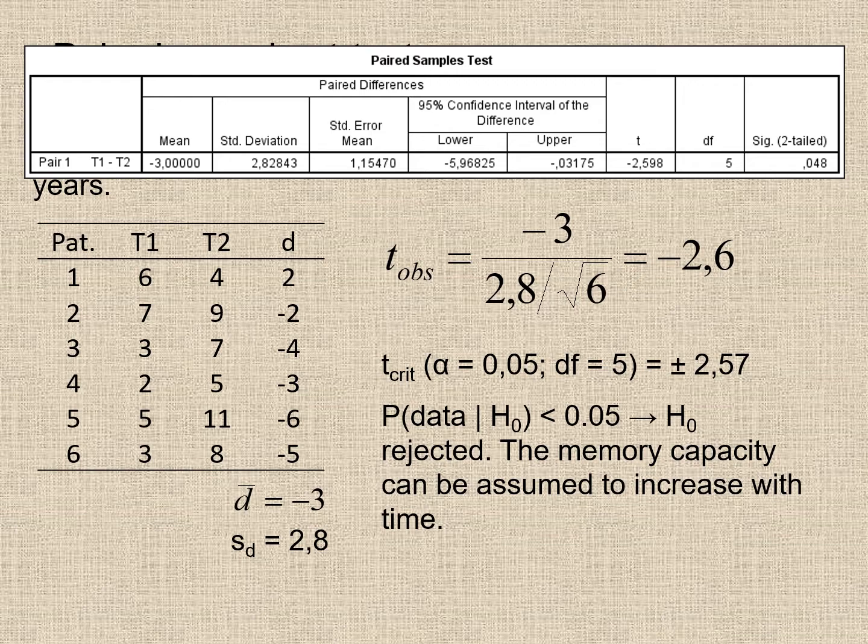And because 4.8% is less than 5%, we would reject the null hypothesis. We would claim that trauma patients cannot be assumed to have the same memory capacity after 2 years compared with directly after the trauma on average. We would claim that trauma patients on average have a better memory capacity 2 years after the trauma compared with directly after the trauma. So that was our paired samples t-test.